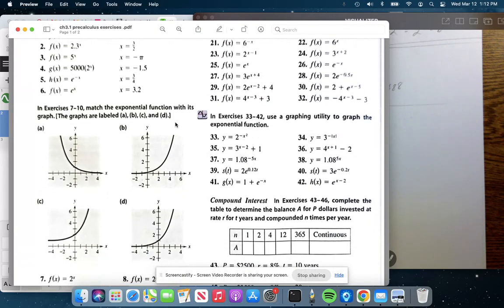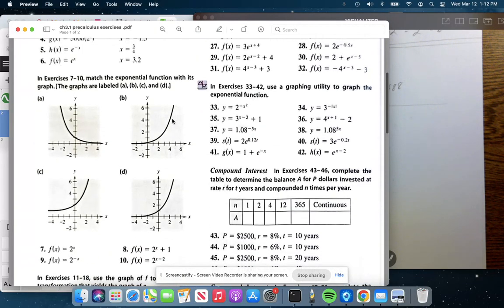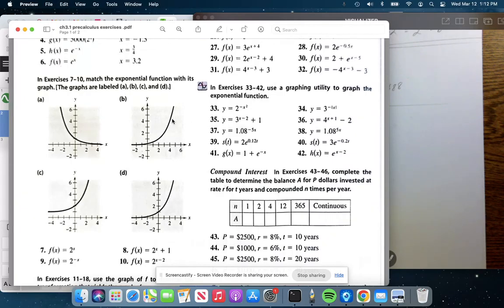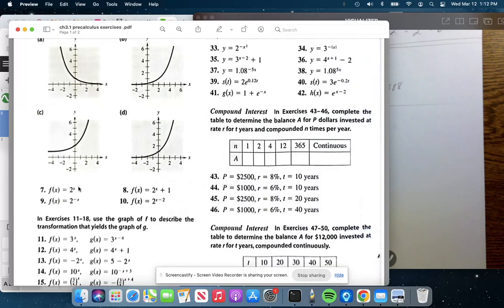All right, and then we get into the graphs. And part of this is looking at the stuff we already learned back in chapter 1 and 2 when we were looking at translations and reflections. So for instance, you've got this basic function, f of x equals 2 to the x. What happens to it if you add 1 to it? Well, if you remember, it just shifts it up 1, right? What happens if you make x negative? Well, if you remember, that's a reflection over the y-axis. What happens here if you take 2 away from x? Well, if you remember, that moves it to the right 2.